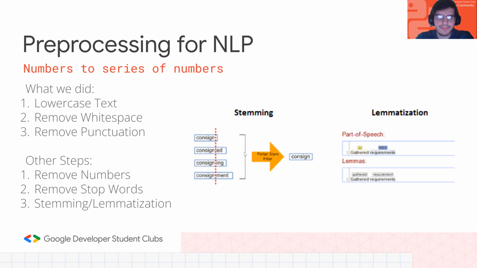And why would you do that? Well, you want fewer words to be used in your text, because that can help the model understand patterns in the text better.